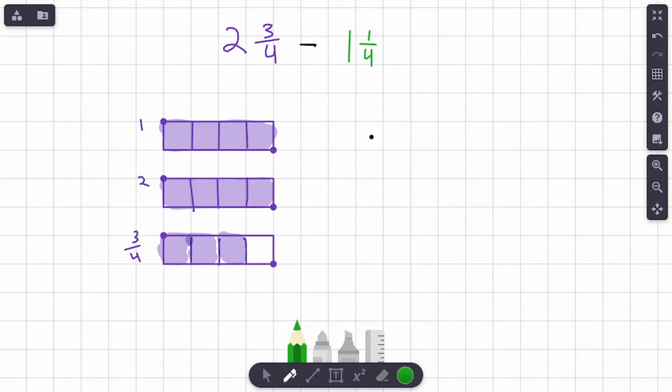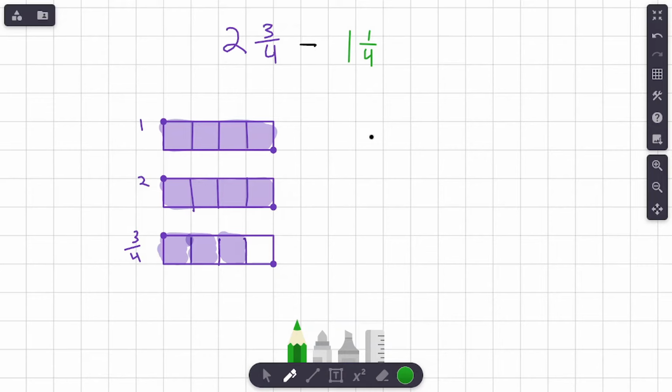Okay, so let me show you what I'm talking about here. What we're doing, think for a second, what does that mean to subtract 1 whole and 1/4? So we're taking away 1 whole, and we're also taking away 1/4 of a fraction. Okay, so this is what I want you to do.